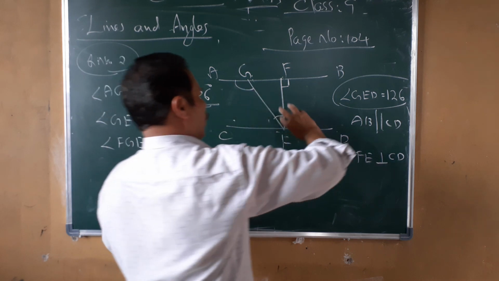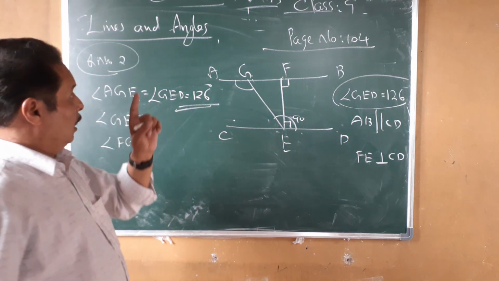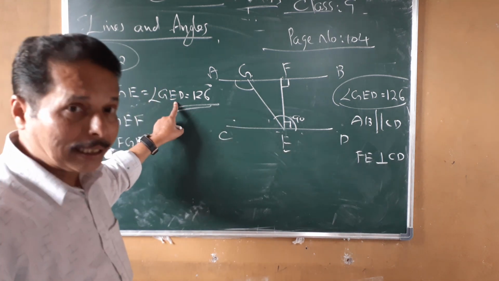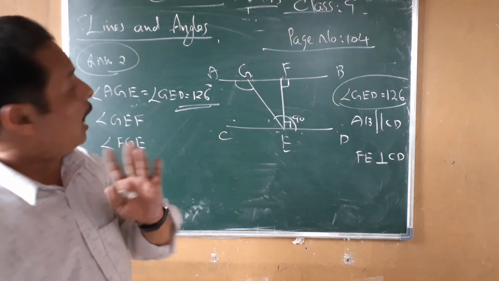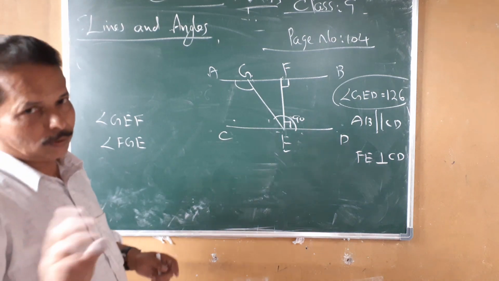Look at here. 1 and 2. They are alternate interior angles. So the answer of the first question is angle AGE equal to angle GED equal to 126. They are alternate interior angles. Number 1 is over.